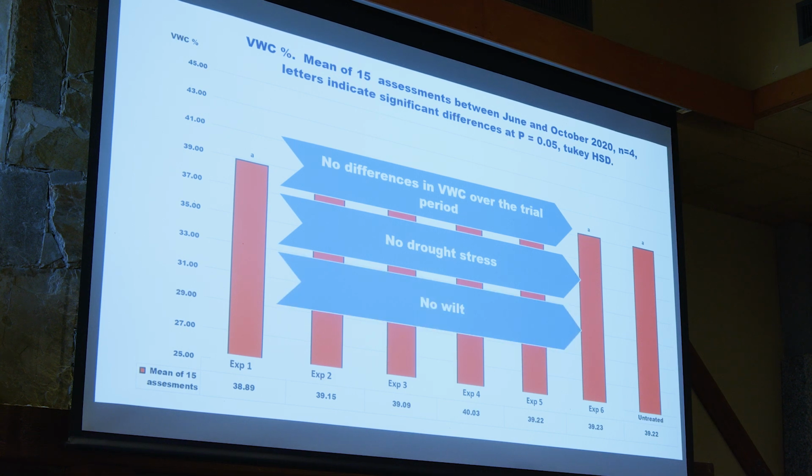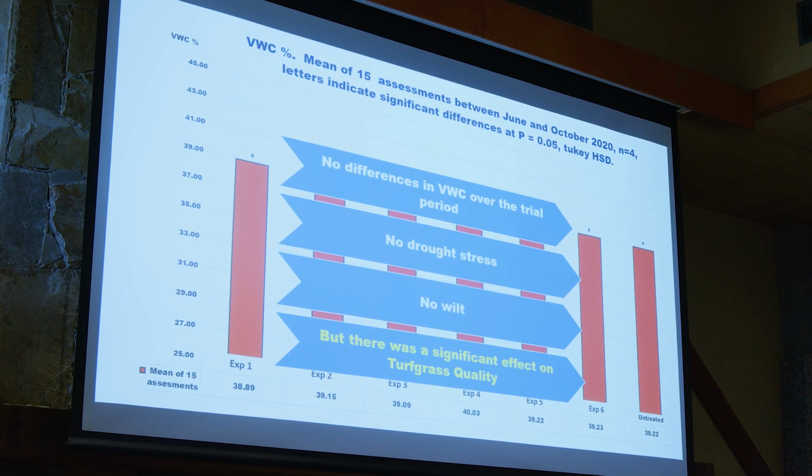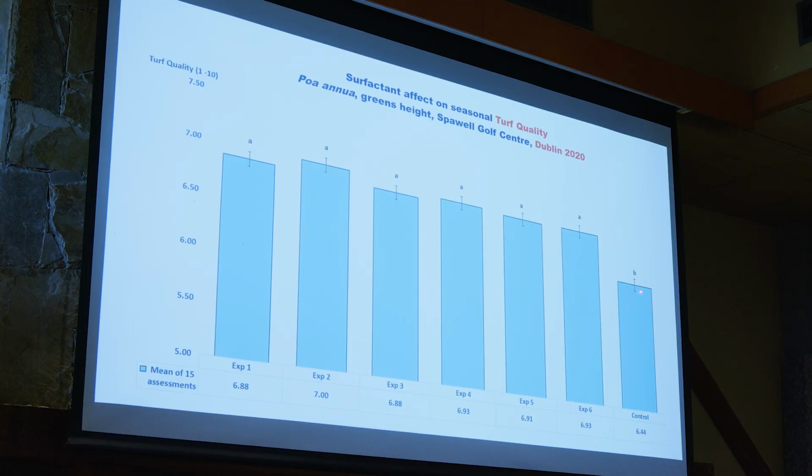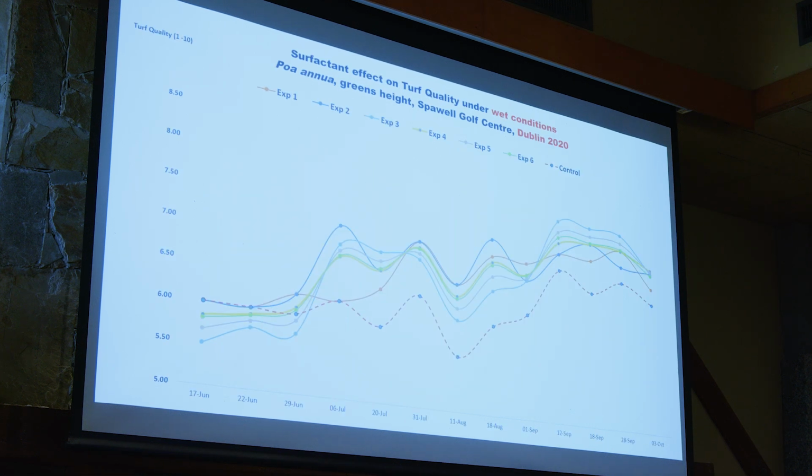But when we ran the data through the stats, we found there was a significant effect on turf grass quality. So you can see it here. This is the mean turf grass quality for that period. That's the control. So all the ones that received surfactants, even through the wet period, had much higher quality. And you can see it there, starting off, they're all much the same. So improvement in quality during the wet summer.